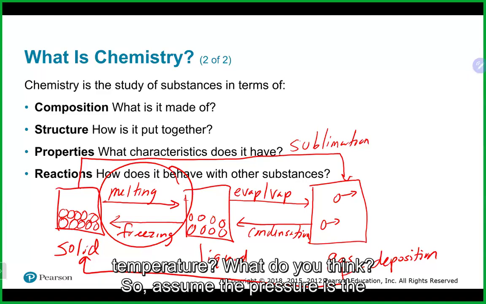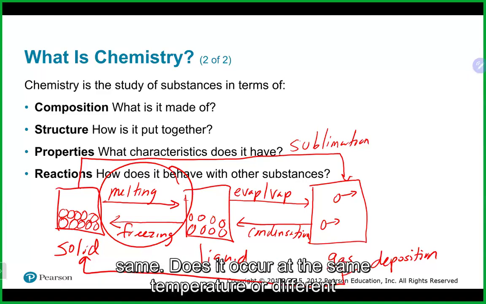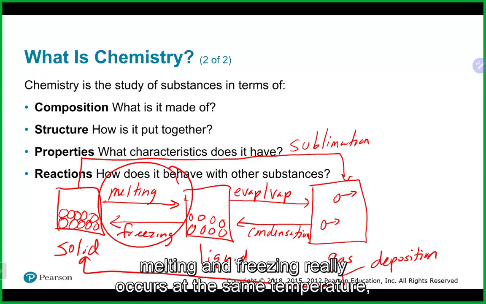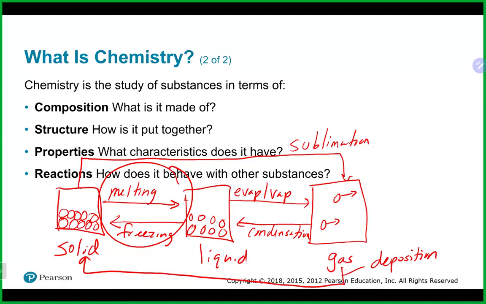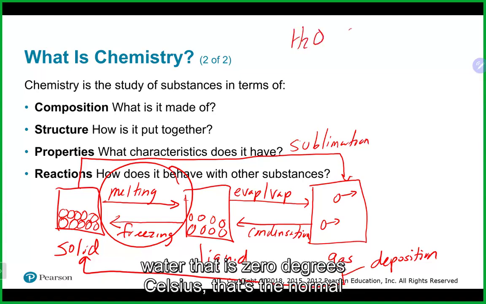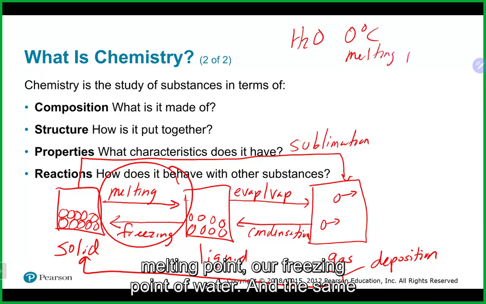So assume the pressure is the same. Does it occur at the same temperature or different temperature? It occurs actually at the same temperature. So melting and freezing really occurs at the same temperature. And depending on what you're talking about, so for example, water, that is 0 degrees Celsius. That's the normal melting point or freezing point of water.